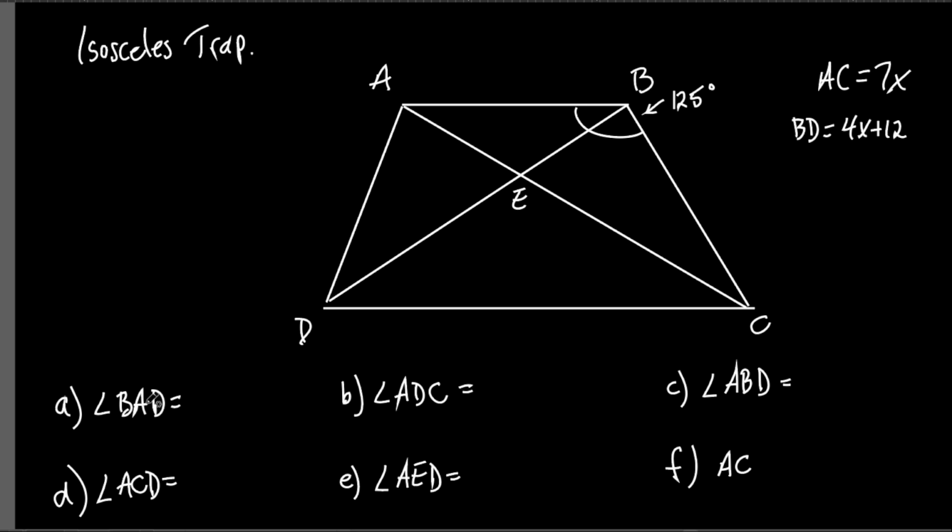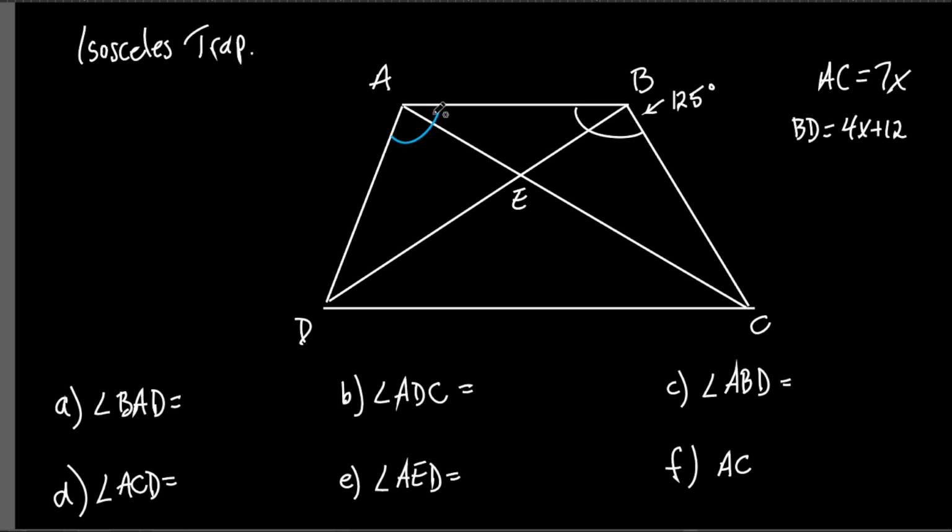Let's start with the first one. Angle BAD. Where is angle BAD? Let's do this in a different color. We'll go blue this time instead of yellow. BAD. So I want to find this whole angle right there. Well, that's super easy. You don't even have to think about that one, do you? Why is it 125?